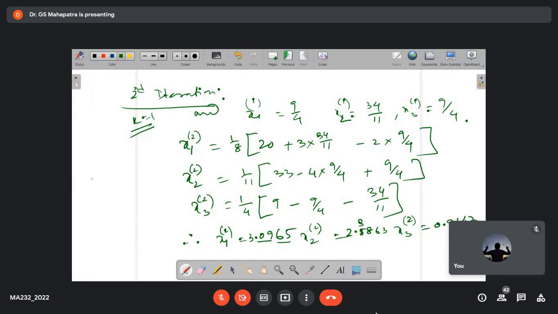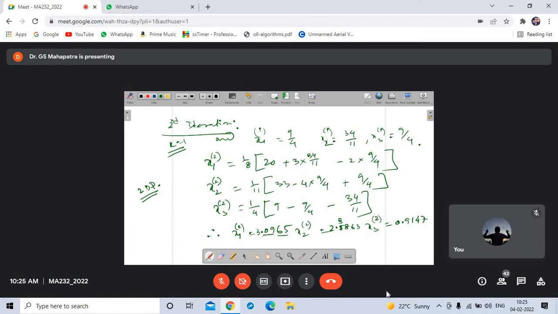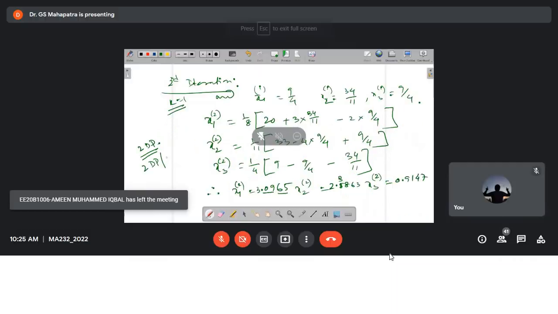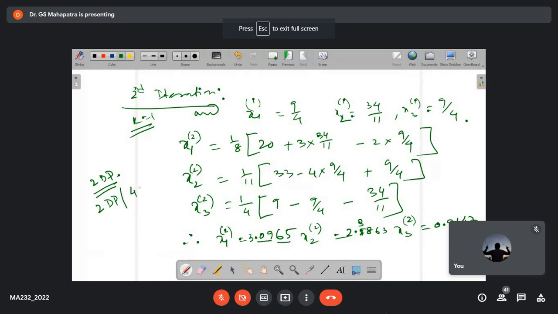So the concept is for all of you: you have to find correct up to 2 decimal places. So should we consider only 2 decimal places for the intermediate iteration? No. Then it will take 10, 20, 30 iterations. To minimize the error, you have to consider at least 4 decimal places. If you consider more than that, the convergence rate of this iteration will be increased. Okay, let us consider 4. 4 is also correct, no problem.